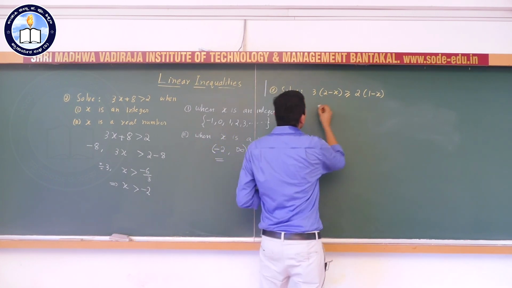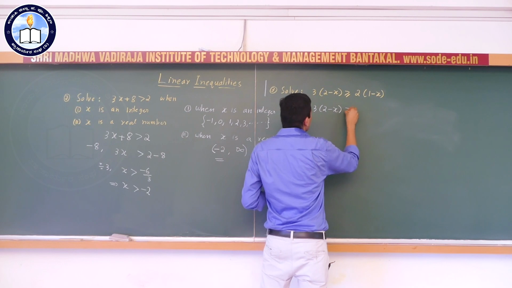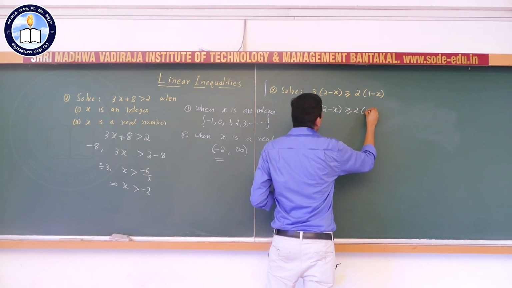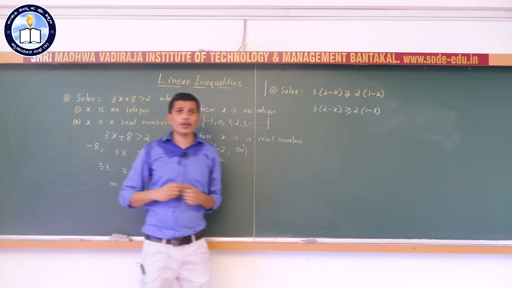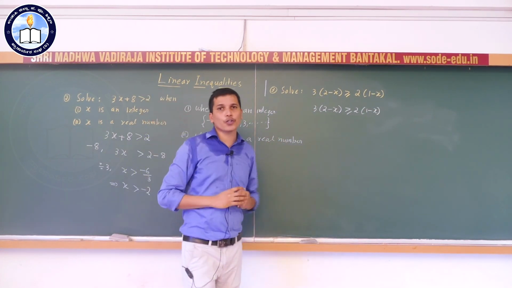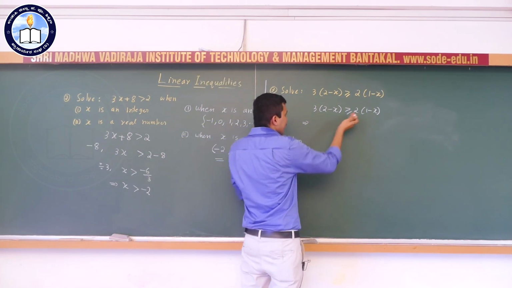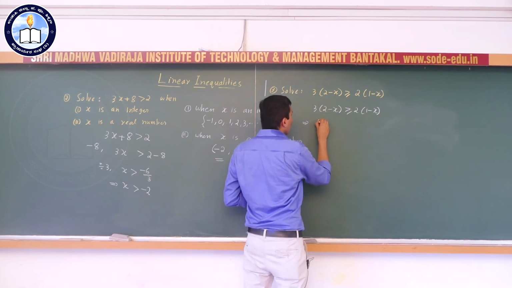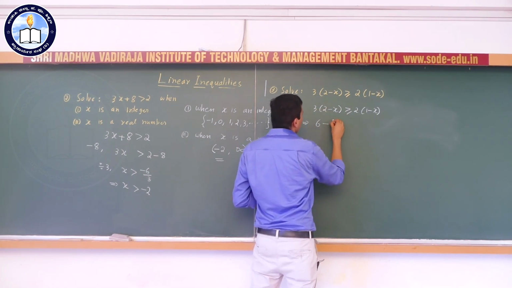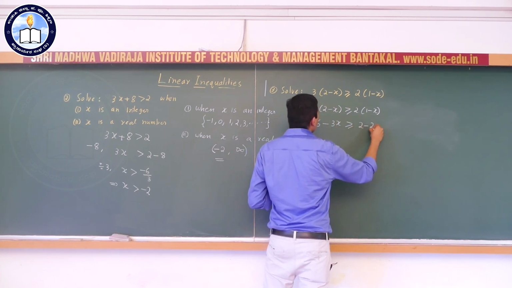So now here, once again, it is 3 into (2 minus x), which is greater than or equal to 2 into (1 minus x). To solve this inequality, we need to use both the sides, and the main intention is to get the x containing terms to one side. I can't do it directly, so I need to multiply these out. So here it is 6 minus 3x, which is greater than or equal to 2 minus 2x.